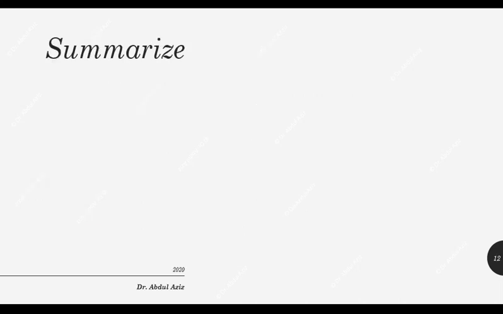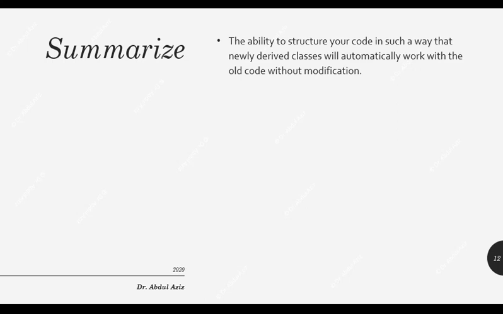So we move towards the summarization of today's lecture. What is basically the virtual function? This is the ability to structure our code in such a way that the control can easily be transferred from parent to child. This is a way through which newly derived classes will automatically work with our older code without any modification, because whatever modification we want to do, we perform in the child class.